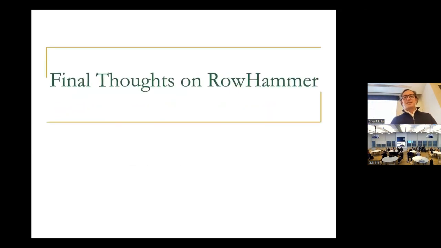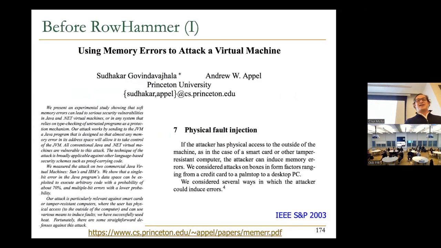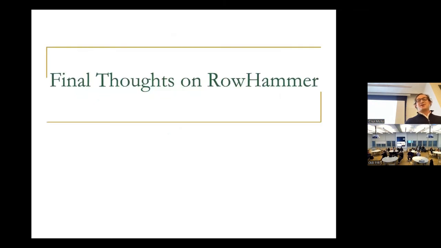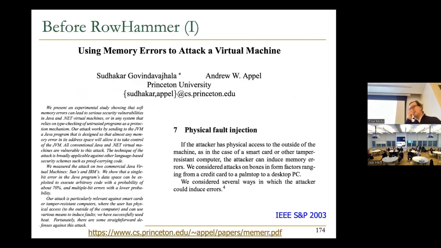Okay. So let me give you some final thoughts very quickly. I will mention some prior work that I think is fascinating. This is a work that was published in IEEE Security and Privacy in 2002. How many people know about this work? People may. Anyway, it's not as famous as RowHammer, but it has the same kind of thinking. The thinking is you could induce memory errors and you could take over a virtual machine.